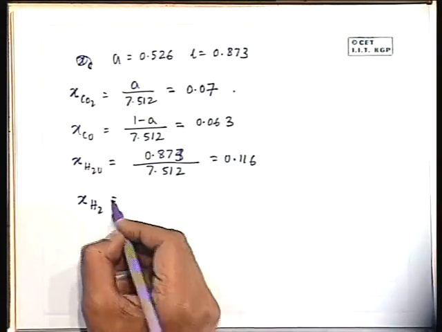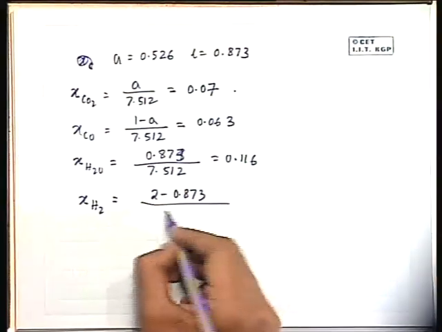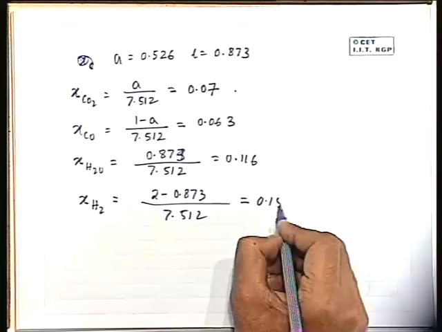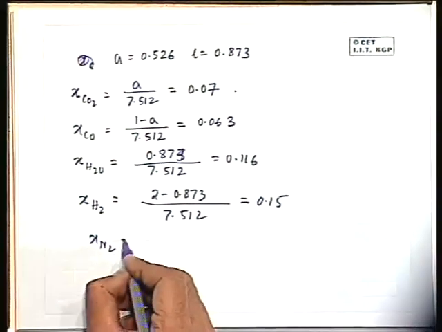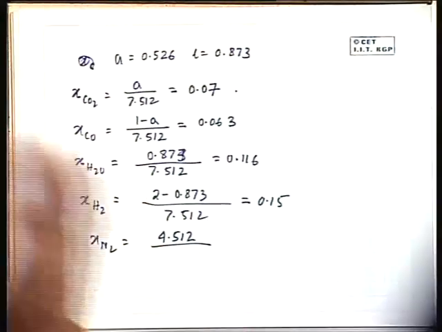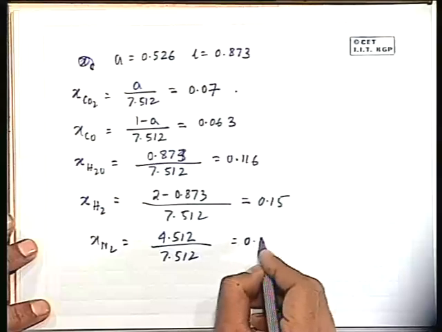However, X H2. What is H2? H2 is 2 minus B, 2 minus 0.873. These are all primary school level calculations. That is 0.15. And X N2 is 4.512, the number of moles of nitrogen, left hand side and right hand side same, divided by 7.512. So you can give it.